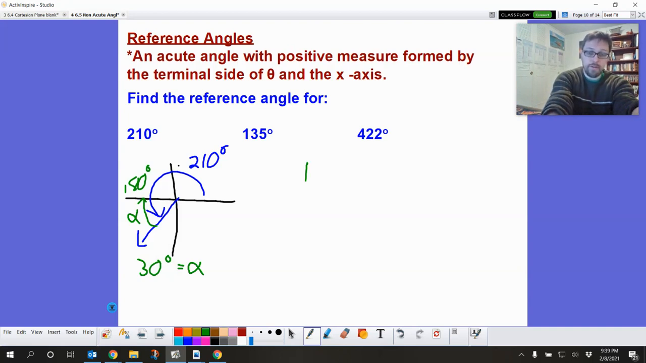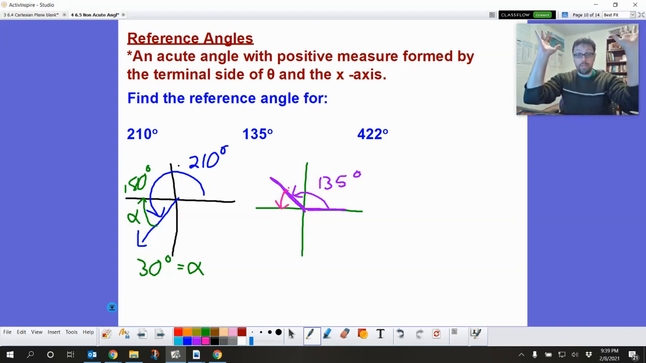If I had a 135-degree angle, I'd be over here in quadrant 2, because it's between 90 and 180 degrees. So there's 135 degrees. My reference angle, don't care about rules. All it cares about is starting at this terminal side and getting to the x-axis. That's all it wants to do. Notice how it's going in a different direction than the one before it.